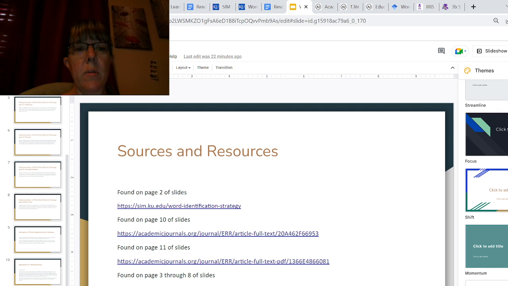My resources were found on page 2 of the slides, page 10 of the slides, page 11 of the slides, and pages 3 through 8 of the slides.